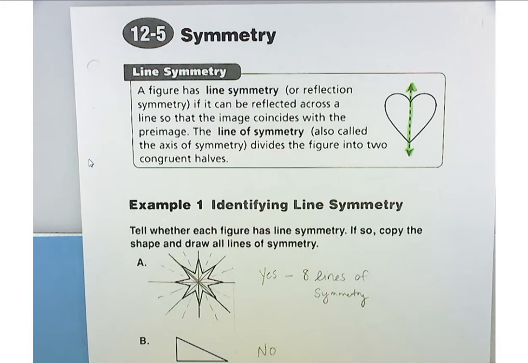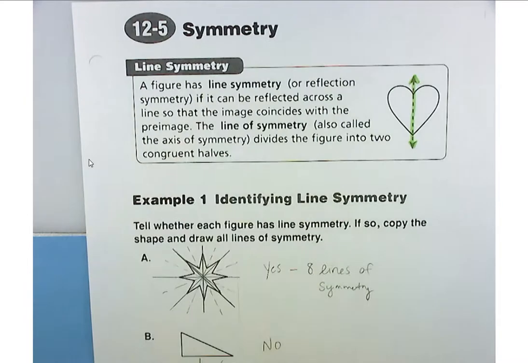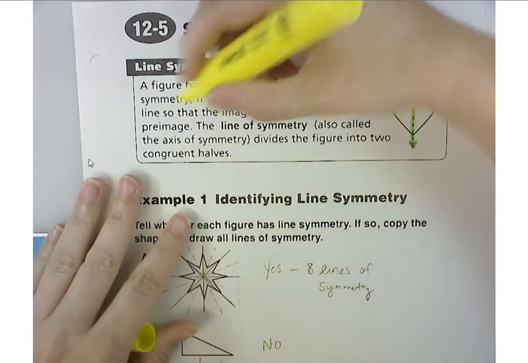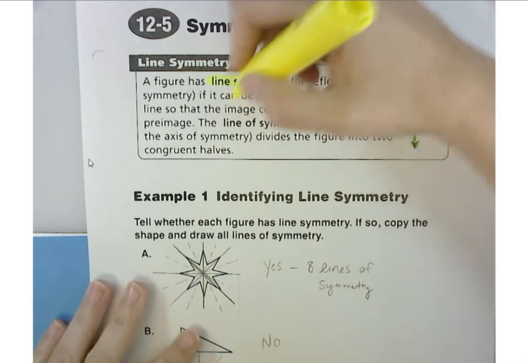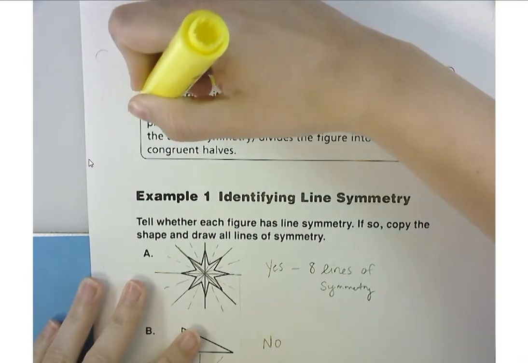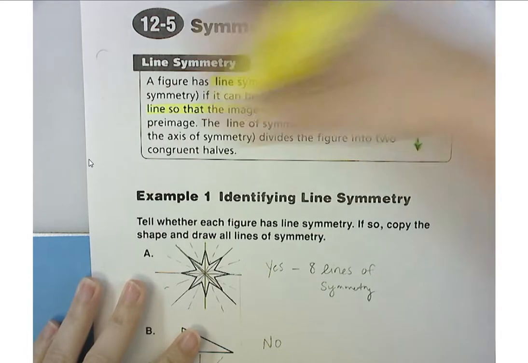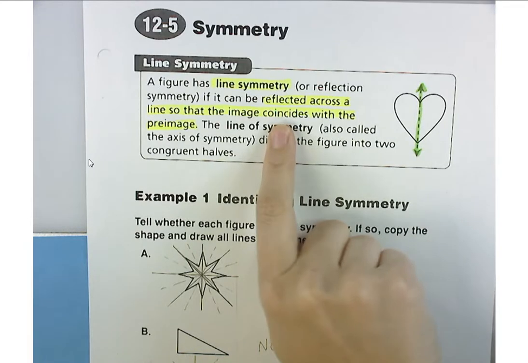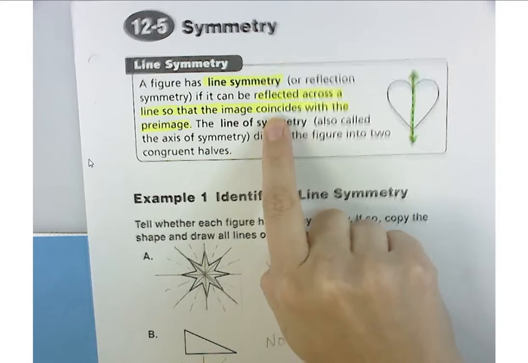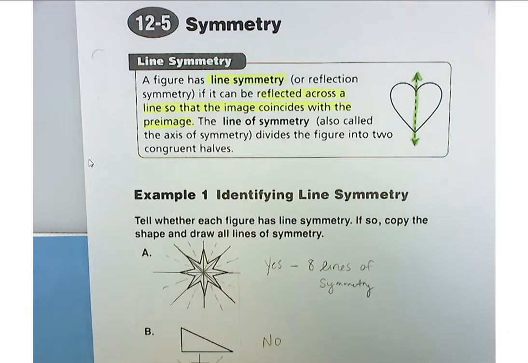Symmetry. So a figure has a line symmetry, or you can think of it as reflection symmetry, if it can be reflected across a line so that the image coincides with the pre-image. Okay, so what does coincide mean? If the image coincides, it's going to be one right on top of the other, and it'll look the exact same.